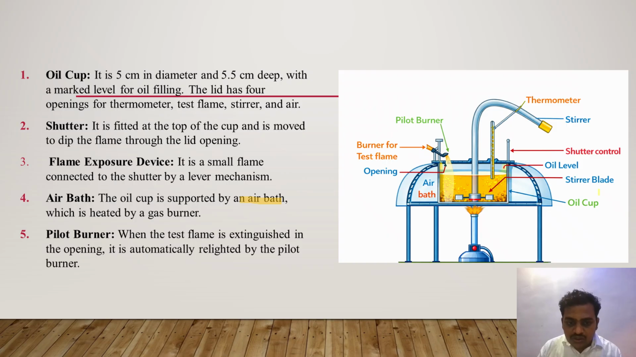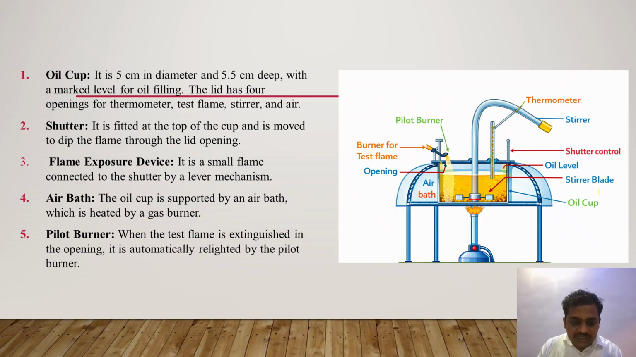This burner is used to heat the air. The air is heated first. Here we can observe the air bath. This portion is the whole air bath. It is heated with the help of the burner. Means first the air gets heated, and after that the oil will get heated further.